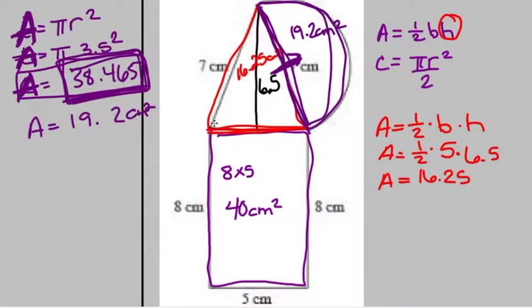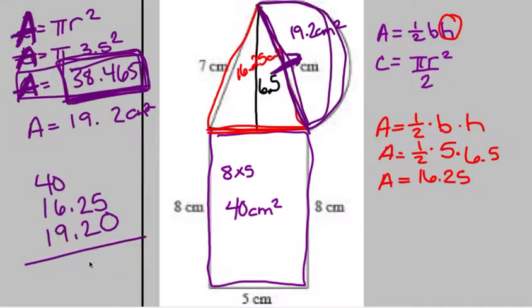Now you're not done, because to find the whole shape, now I need to take each one of these and add it together. 40 centimeters from the rectangle, 16.25 from the triangle, 19.2 from the half circle, semicircle, and I'm going to add these together.